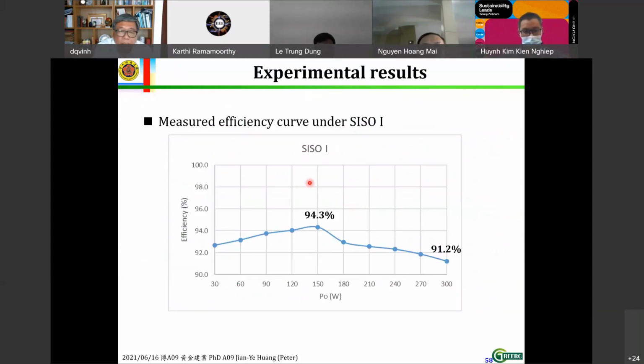And this figure shows the measured efficiency curve of the CSO1 mode from 10% load to 100% load. The highest efficiency is at 50% load, which is 94.3%, and at the full load condition, the efficiency is 91.2%.